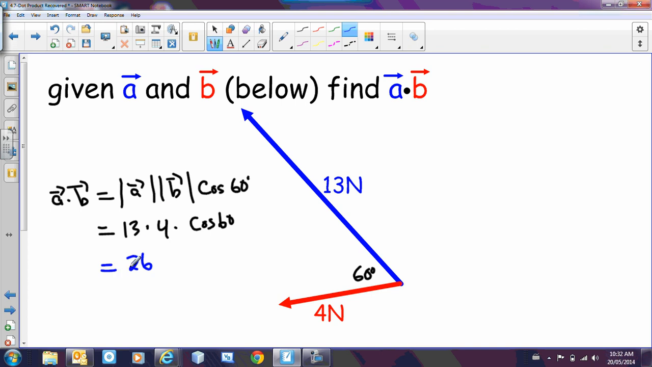And recognizing, again, just reminding us that that is just a number. It is not a vector in and of itself.